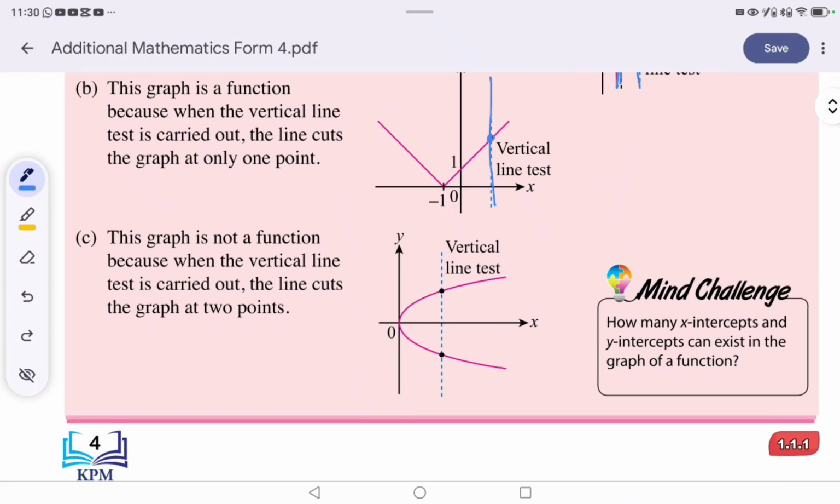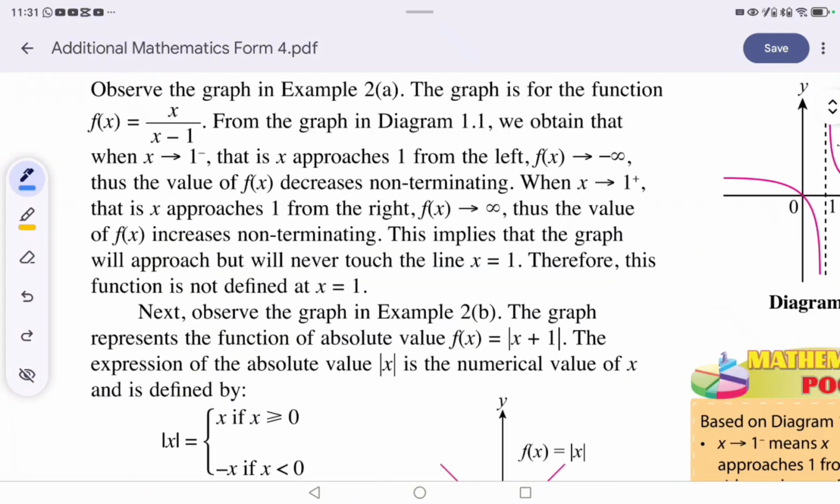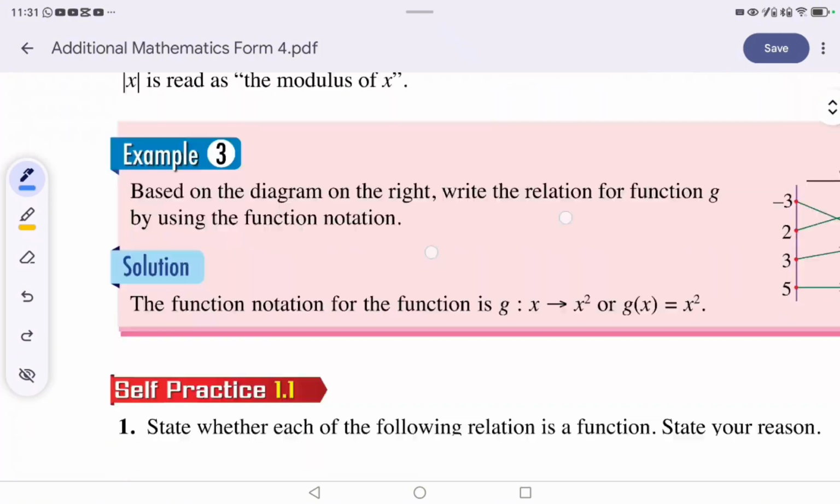Now you go to C. This graph is not a function because why? Because when the vertical line test is carried out, you see this one is the vertical line, isn't it? So it cuts at 2 points over here. The line cuts the graph at 2 points. So this one is not a function. Understand?